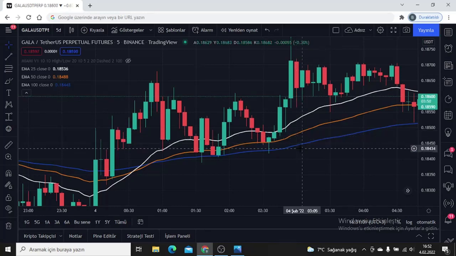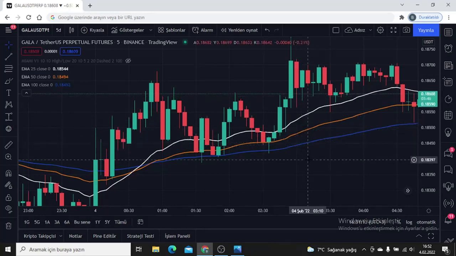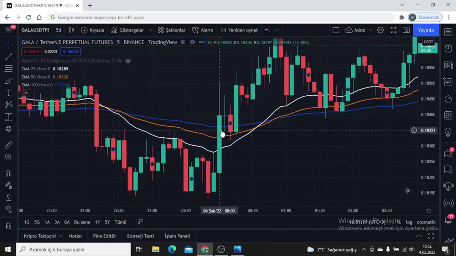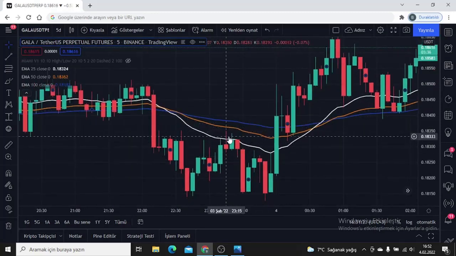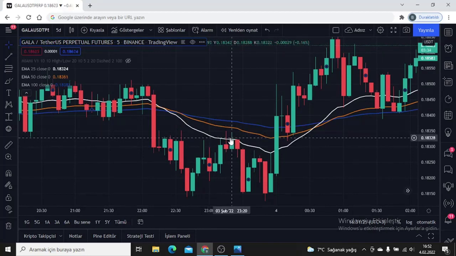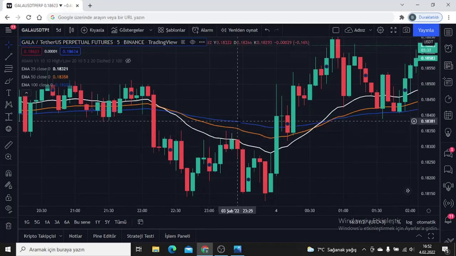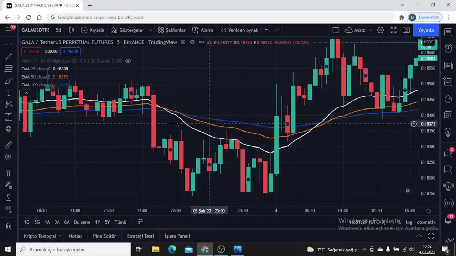Now let's go back a little further. Look, the moving averages have completely changed places here. The 25-day moving average is at the bottom and the 100-day moving average is at the top. So here we can understand that there is a downtrend. What do we pay attention to? The 50-day moving average stays in the middle.